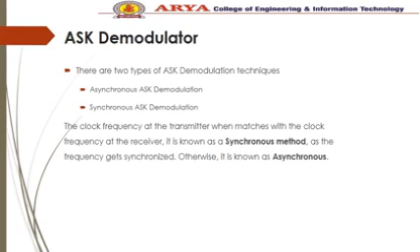ASK demodulation can be done by two methods. The first is asynchronous ASK demodulation and the second is synchronous ASK demodulation. When the clock frequency at the transmitter matches the clock frequency at the receiver, it is known as the synchronous method. And when there is no matching of the frequencies at the transmitter and receiver, it is known as the asynchronous method. Many times we also know these methods as coherent and non-coherent.